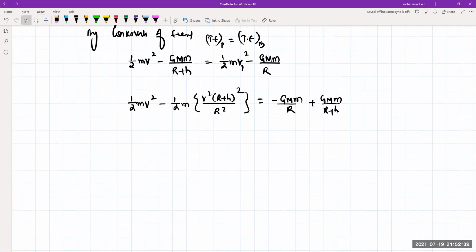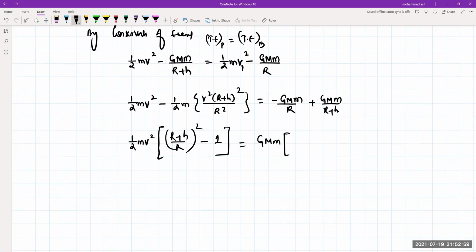So in this one, what can I take common? Half into M into V square. Can I take common half M V square? Yes, sir. So this will be equal to R, 1 minus (R plus H) divided by R, whole square. This will be minus 1. And there, that will be equal to capital G, capital M, small m here will be common. So this will be 1 minus (R plus H) whole square by R square.